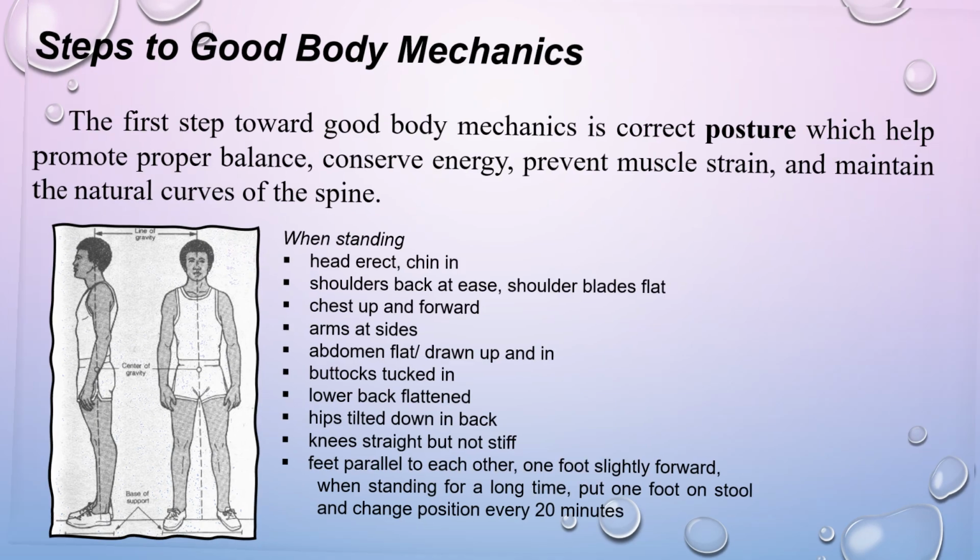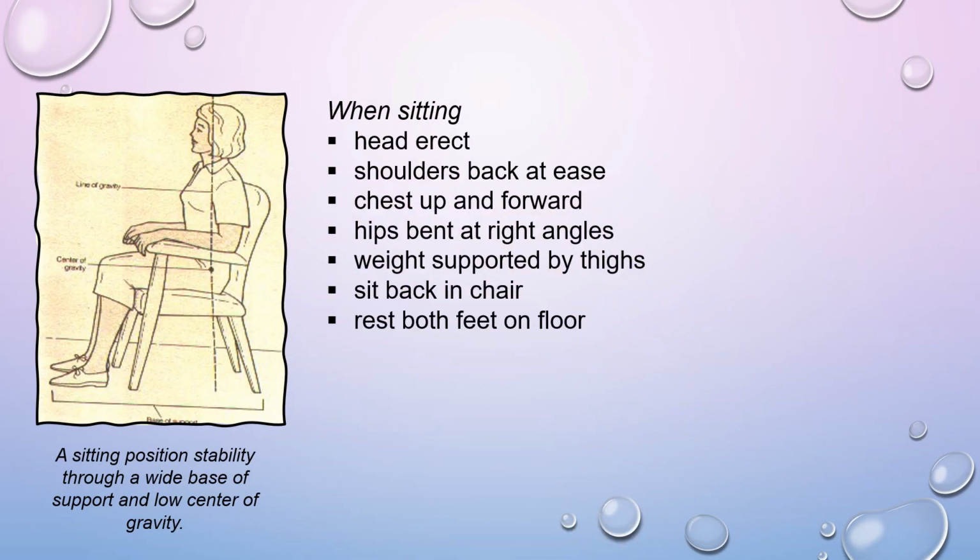When sitting, we have here head erect, shoulders back at ease, just like in the picture. And we have chest up and forward, hips bent at right angle. Dapat po yung puwet natin ay nakatouch po siya sa backrest. Tingnan nyo, at the edge of the backrest, dapat nakatouch po yung puwet ng tao. And weight supported by thighs. So all your weight should be supported by your thighs.